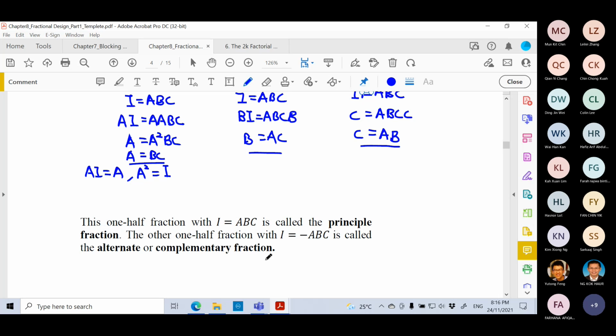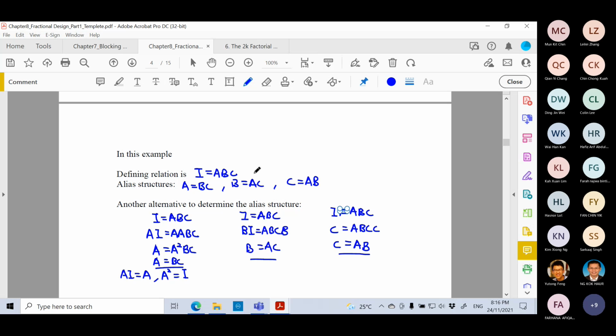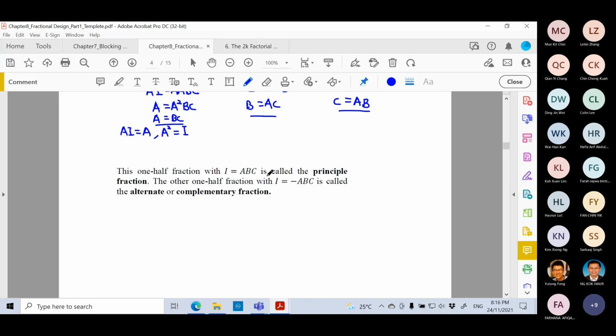So you can run either fraction. You can run the principal fraction, or the other, as long as you run one half of it. So this is the idea of the fractional design. We still have not gone through any example yet. I will go through this first.